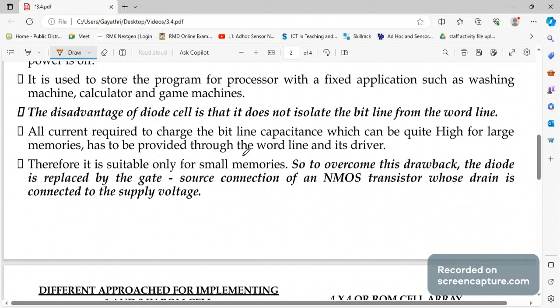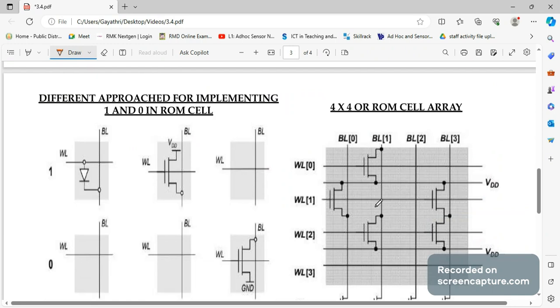What is the basic disadvantage of this diode cell? Here we don't have any isolation between the bit line and the word line. We could not make a categorization of this bit line and the word line. So how to overcome this? In order to overcome it, we are going to make use of the gate-source connection. In between, we are going to have a diode. The gate-source connection of an NMOS transistor is going to be replaced by the diode. Those implementations are being shown here.